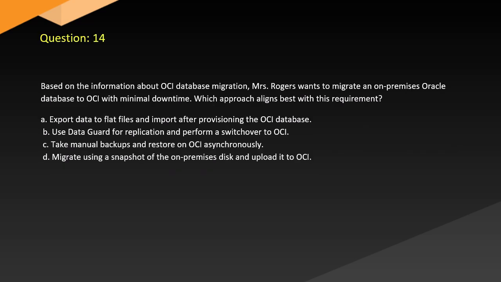Question 14. Based on the information about OCI database migration, Ms. Rogers wants to migrate an on-premises Oracle database to OCI with minimal downtime. Which approach aligns best with this requirement? A. Export data to flat files and import after provisioning the OCI database. B. Use Data Guard for replication and perform a switchover to OCI. C. Take manual backups and restore on OCI asynchronously. D. Migrate using a snapshot of the on-premises disk and upload it to OCI.